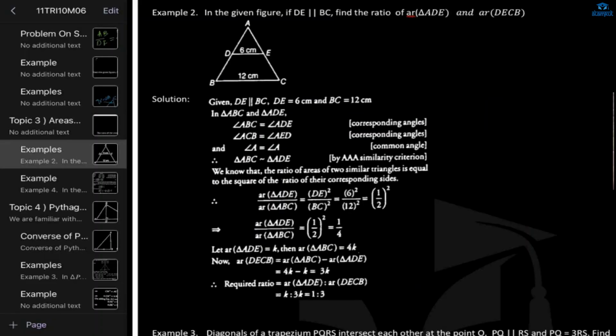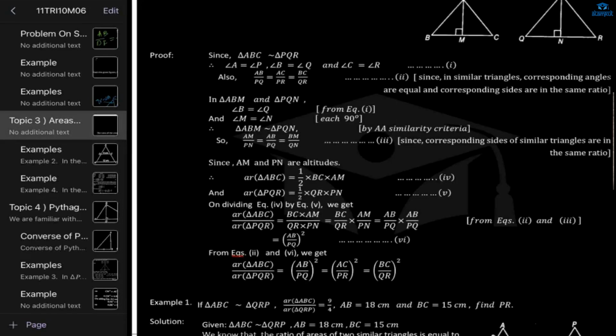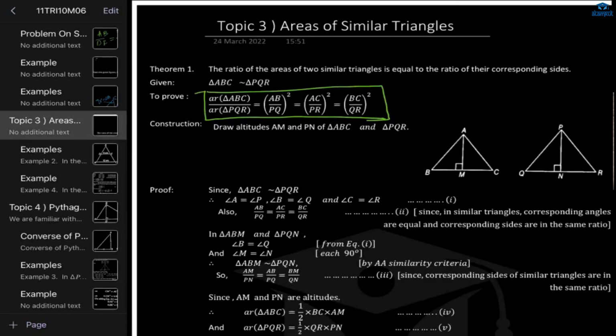So till now we have done the area of triangle. Okay. So what was the area of triangle? Just have a brief look over the area of triangle formula. The ratio of the area of two similar triangles means that if two triangles are similar, then the ratio of the areas of the two triangles is equal to the ratio of the corresponding sides.